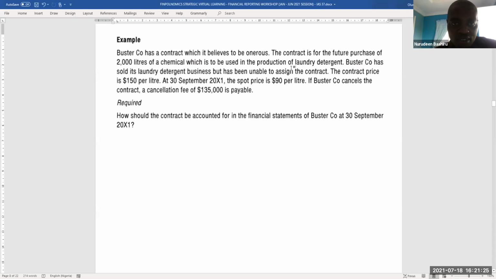At 30th September 2021, the spot price is $90 per liter. If Buster Co. cancels the contract, a cancellation fee of $135,000 is payable. Required: How should the contract be accounted for in the financial statements of Buster Co. at 30th September 2021? What made this contract onerous? Who can tell me? What made this contract onerous?